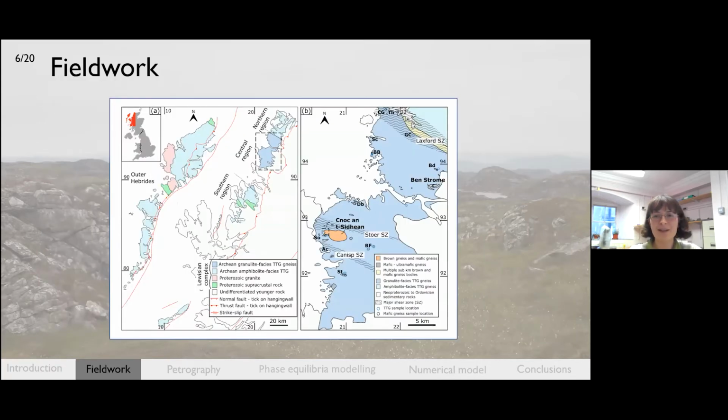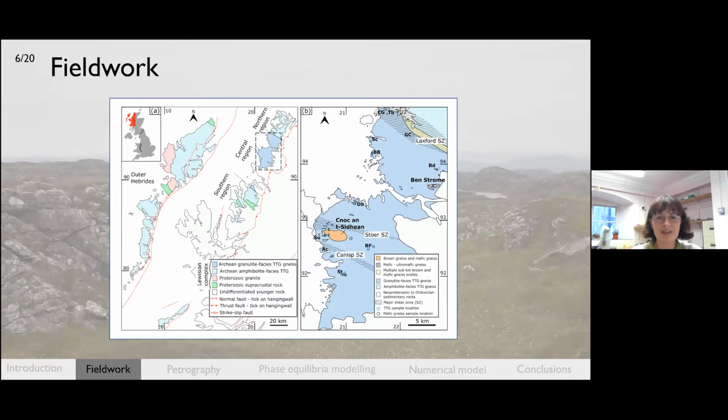So just to give you a quick overview of Archean rocks in the UK. The UK's oldest rocks are in Northwest Scotland and are about 3 billion years old. All of the blue rocks on the left-hand figure are where Archean rocks outcrop in the UK, and this area is often referred to as the Lewisian.